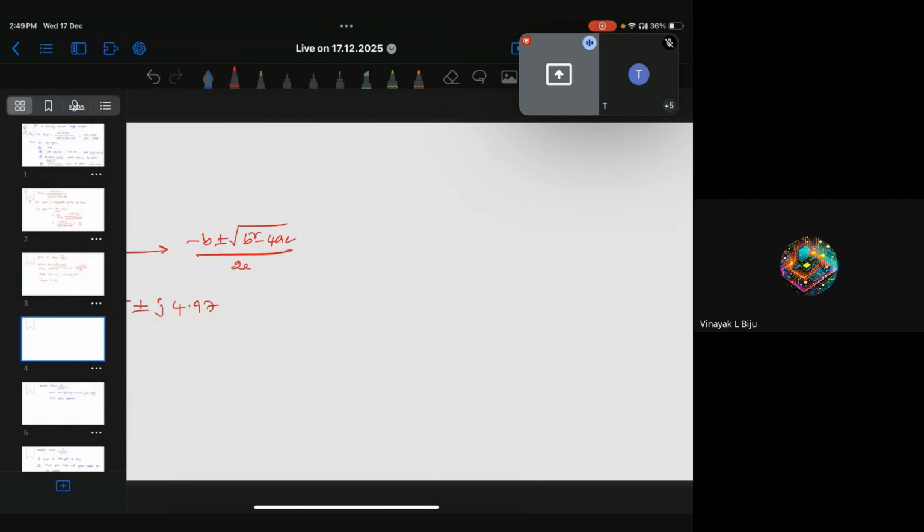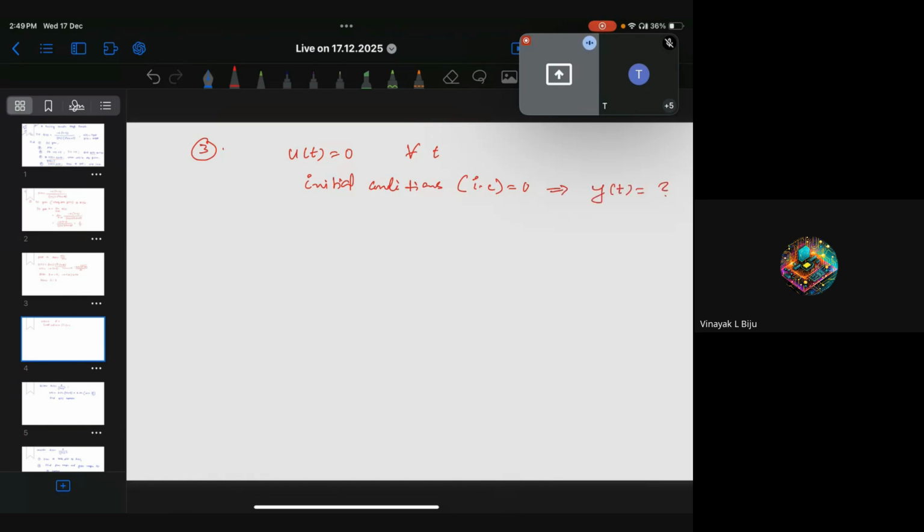Next, the third question is: when the input is equal to 0 for all t, and the initial conditions are 0, what will be the output? What will be the output here? So how do we find it, since there is no input here?